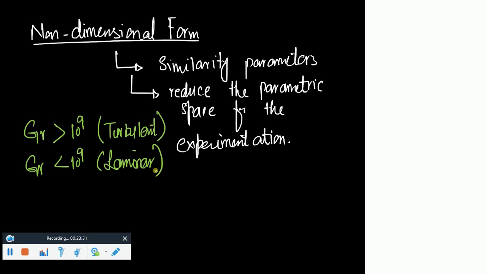Do you remember the things about the Buckingham Pi theorem? We have so many parameters, and then through a certain set of rules, by fulfilling those rules, you come up with a few pi products. So instead of, let's say, 5-6 variables, you come up with 2 or 3 pi products. That's what I meant by reduction of parametric space.